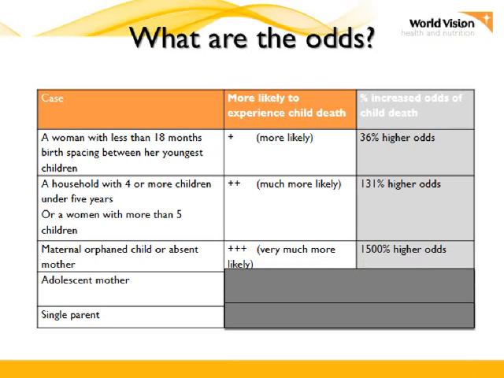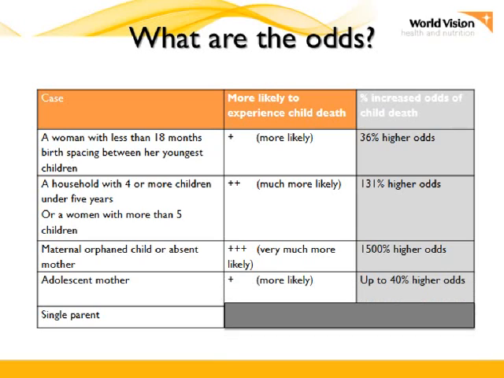So we already know that anyone who's orphaned, or whose biological mother is away from them during their infancy, we really need to be targeting those children very, very carefully. An adolescent mother: this is more likely, so up to 40% higher odds, although this is highly variable depending on the amount of support the adolescent mother has.